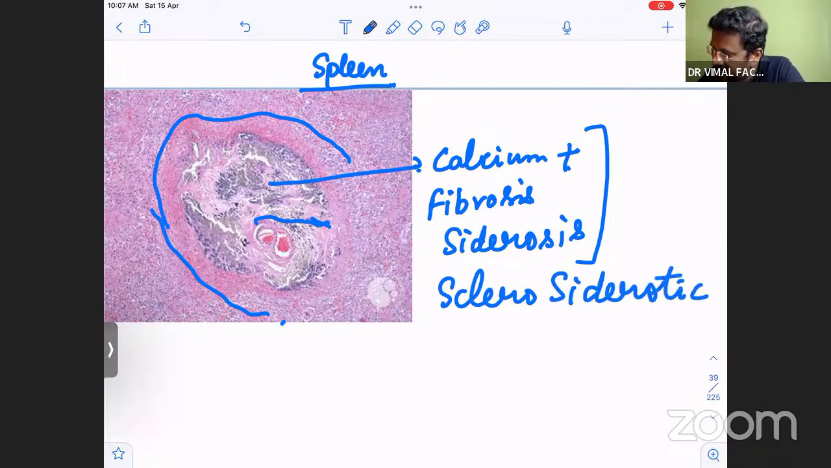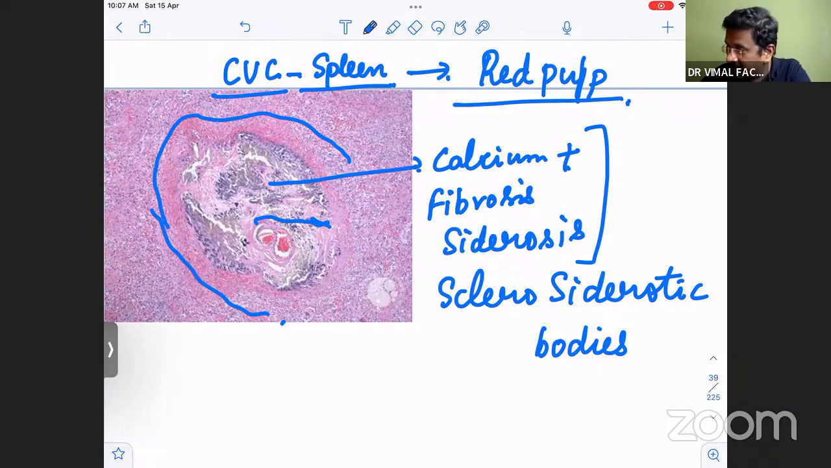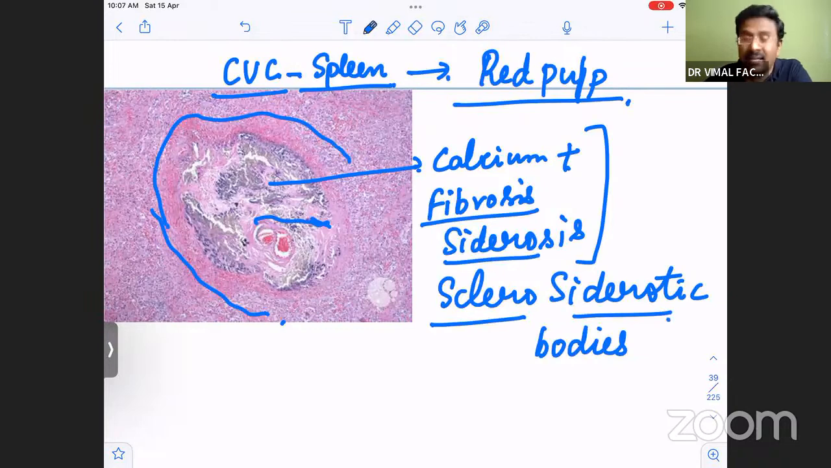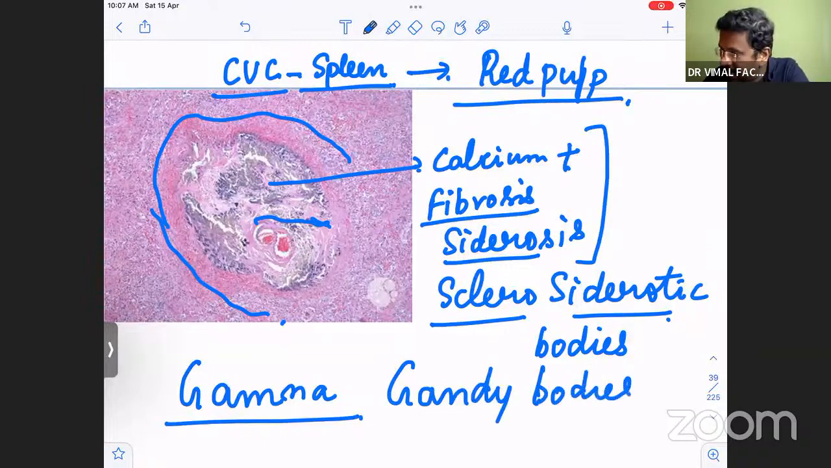So in CVC spleen, where does the congestion occur? In CVC spleen, the congestion occurs at the red pulp. All of you know that CVC spleen occurs in right heart failure. Sclero, that is fibrosis, occurs. Siderotic is there, plus calcium. So these bodies are called Gamna-Gandy bodies. Very good.